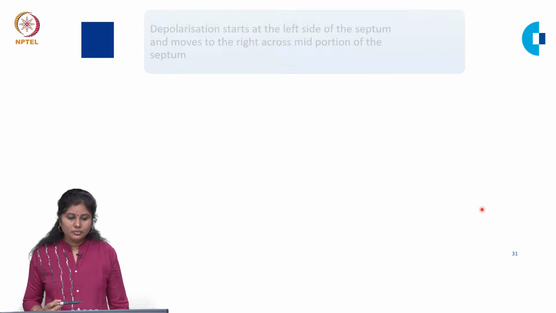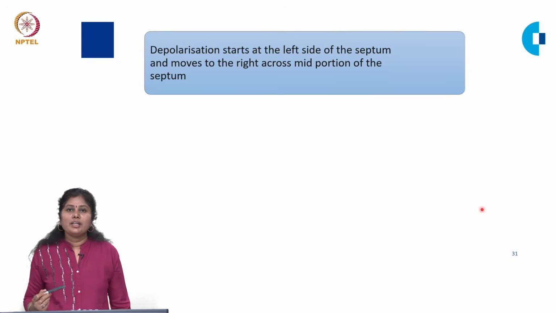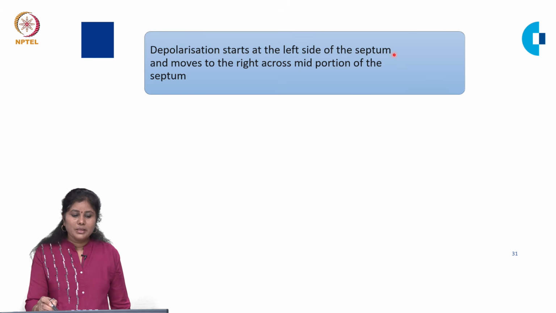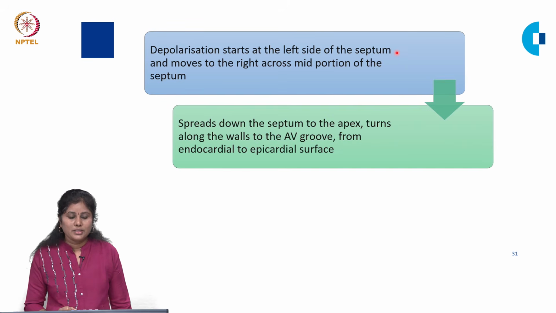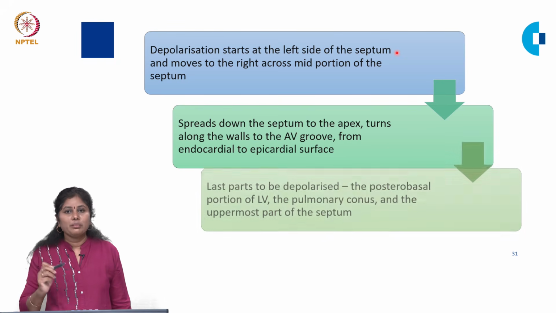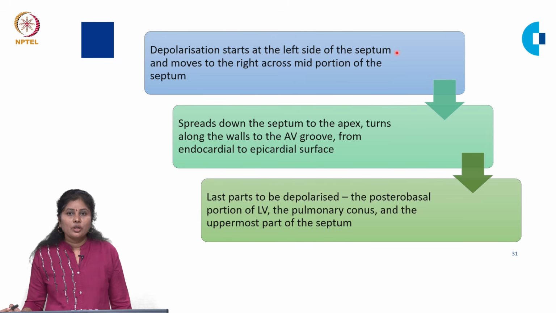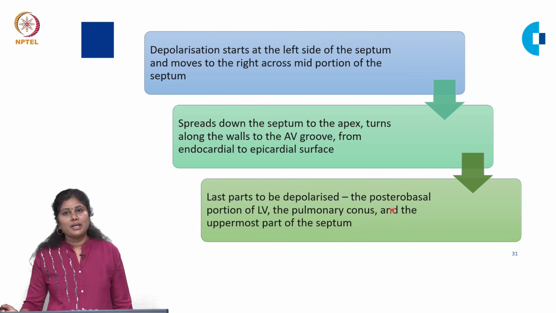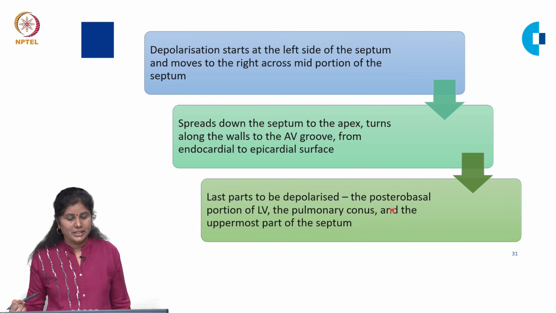So once the depolarization comes to the AV node and goes to the bundle of His, it starts at the left side of the septum and moves to the right across the mid portion of the septum. Then the excitation spreads down the septum to the apex and turns along the walls of the ventricles on both sides, right and left side, and goes towards the AV groove from the endocardium to the epicardial surface. The last portion of the heart to get excited is the posterior-basal portion of the left ventricle, the pulmonary conus and the uppermost part of the septum. This is how the spread of excitation takes place.